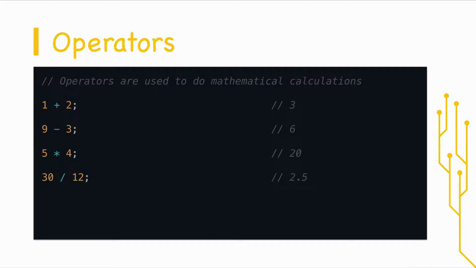And similarly, we have division. Now, the division operator in JavaScript is just a slash, or a forward slash in this case. So it's not exactly the division symbol, but it is denoted using the slash. So 30 slash 12, or 30 divided by 12, equals 2.5, as you can see on the right hand side in the comments. So by using the division operator, you can do division calculations on numbers inside JavaScript. And that is how these four basic operators work. We have addition, subtraction, multiplication, and division, which are denoted by the plus, minus, asterisk, and slash symbols.